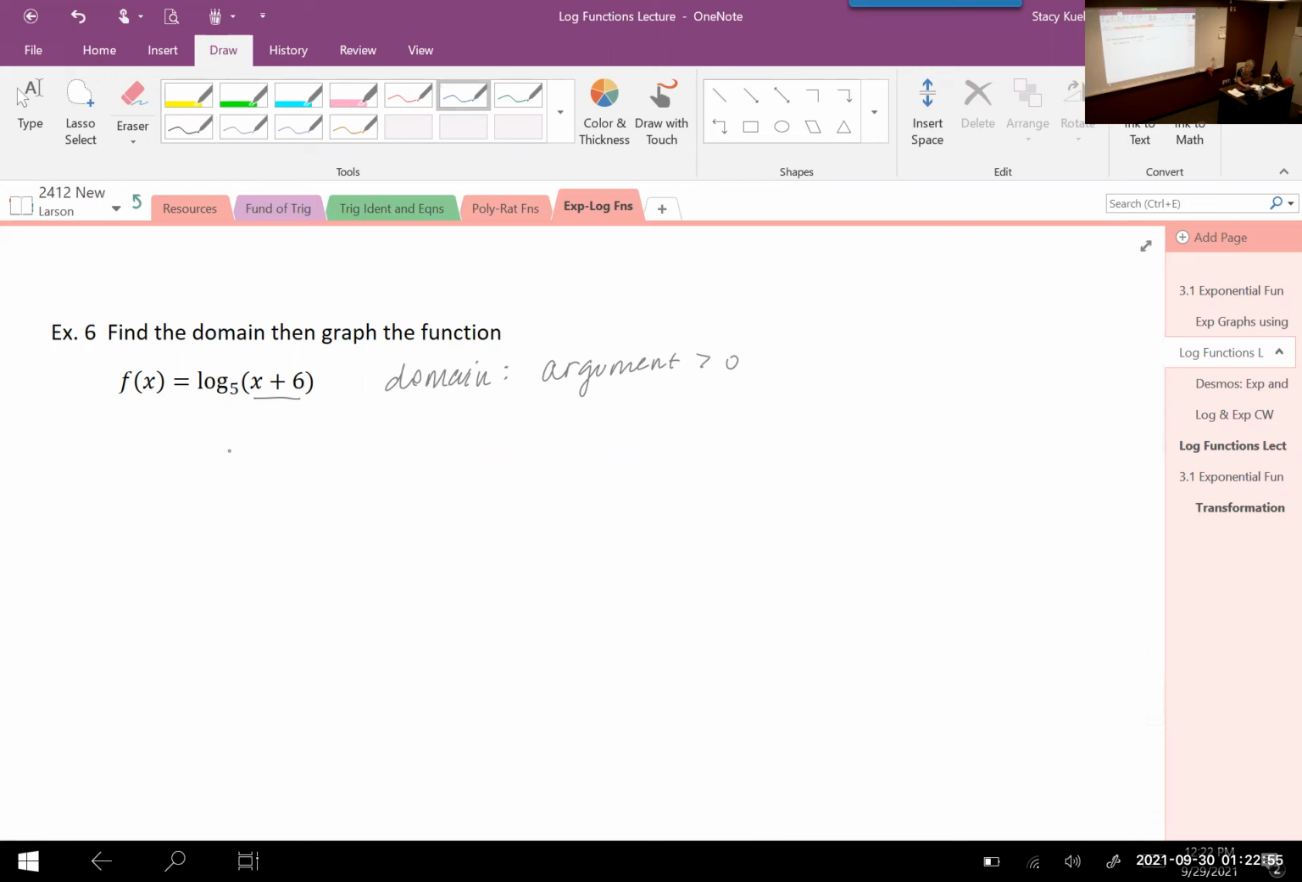So I would have x plus 6 greater than 0. I'm going to solve that as if it's an inequality. I would find that, as long as I don't divide by a negative number, x is going to be greater than -6. So the domain has to be from -6 to infinity.